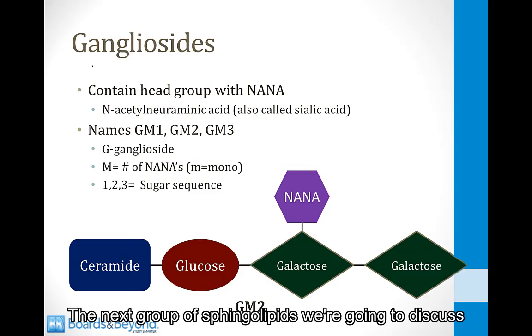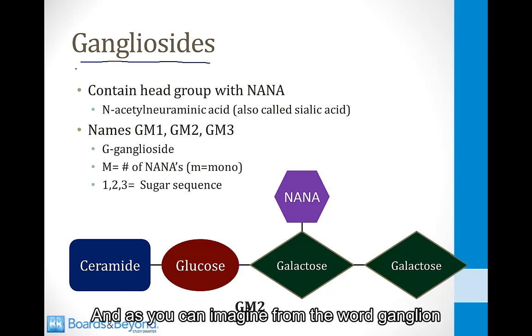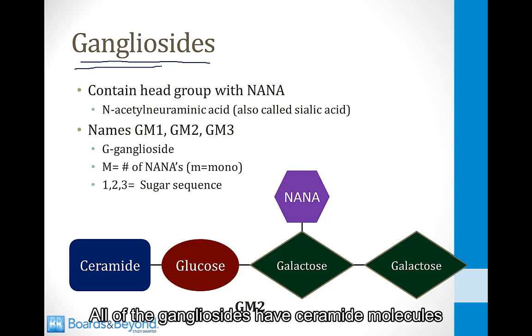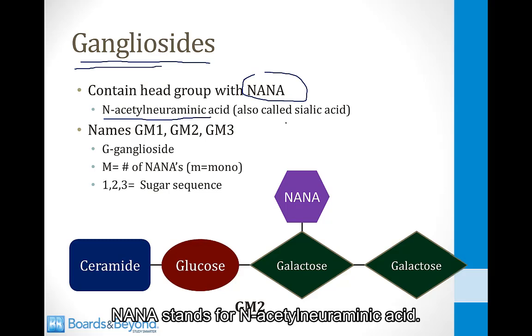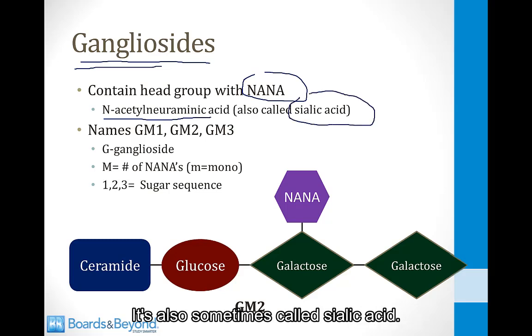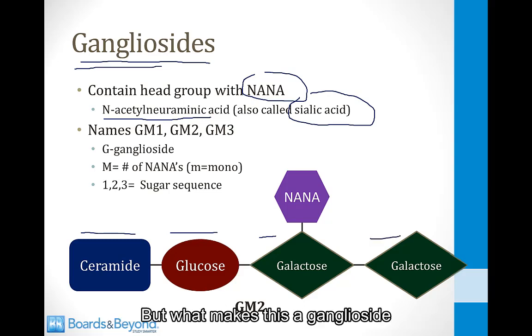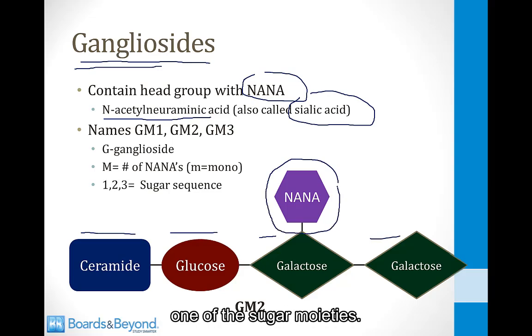The next group of sphingolipids we're going to discuss are the gangliosides. The gangliosides are a family of sphingolipid molecules, and as you can imagine from the word ganglion being in their name, they're all important for nerve function. All of the gangliosides have ceramide molecules with a head group that contains a structure called NANA. NANA stands for N-acetylneuraminic acid. It's also sometimes called sialic acid. If you look at the structure on the screen here, you can see that there's a ceramide molecule connected to glucose, galactose, and galactose as we have seen before. But what makes this a ganglioside is the fact that a NANA molecule is connected to one of the sugar moieties.